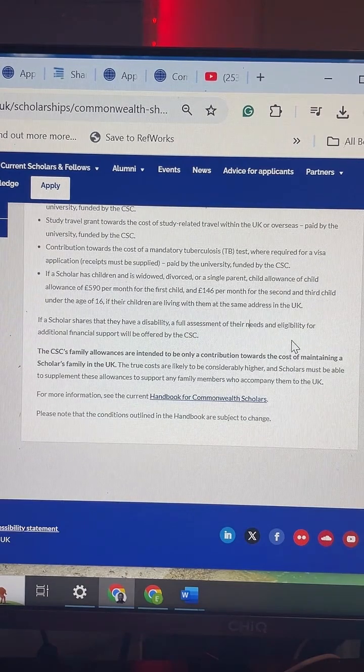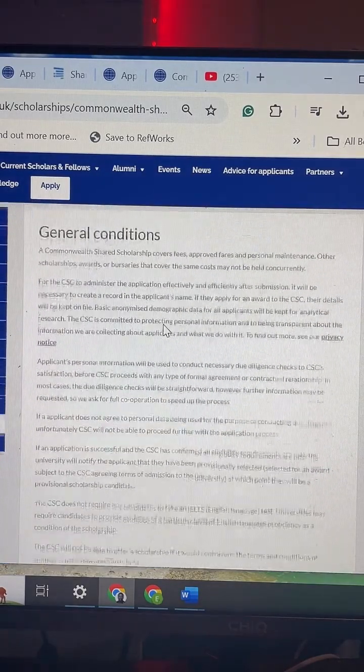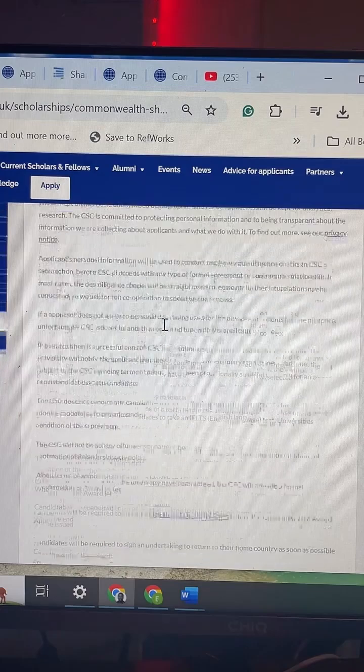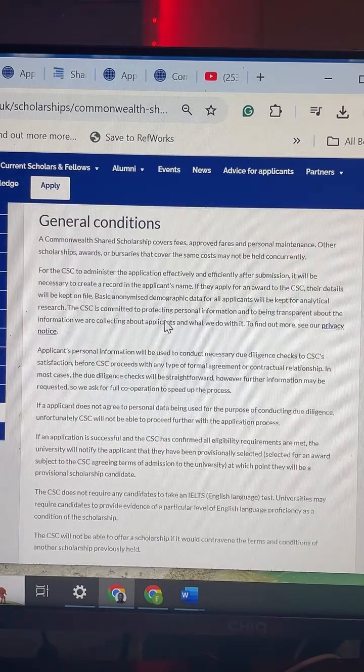And so if a scholar shares that they have a disability, a full assessment of their needs and eligibility for additional financial support will be offered. So if you have any disability for which you may need extra funds, it is going to be covered by the Commonwealth Shared Scholarship. And so I believe that we have extensively answered some of the questions we may have had already.